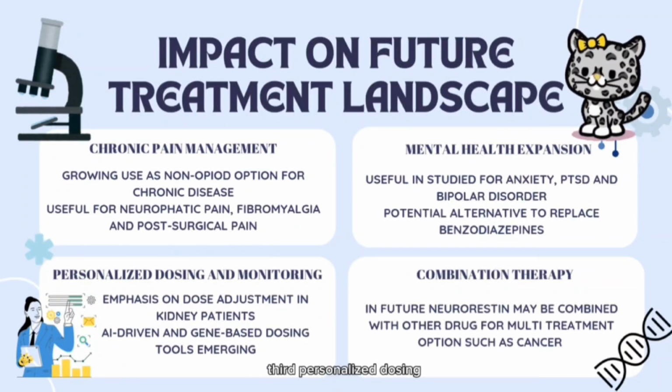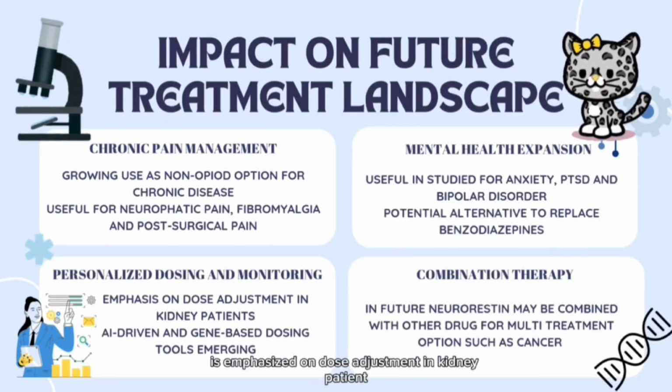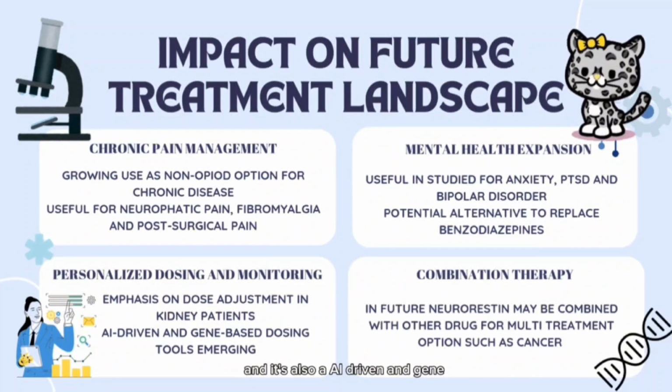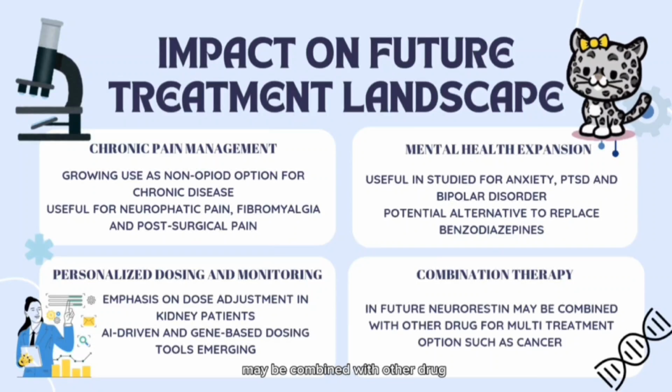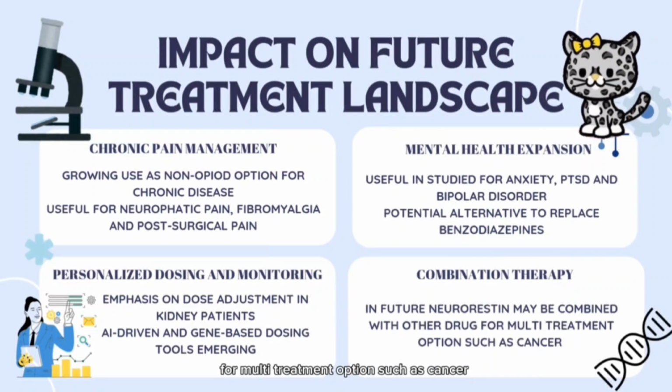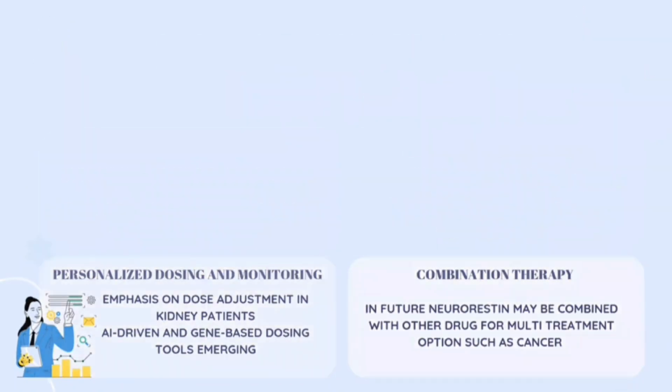Third, personalized dosing and monitoring. It emphasizes dose adjustment in kidney patients, and AI-driven and gene-based dosing tools are also emerging. Lastly, it can be combined therapy. In future, Neurorestin may be combined with other drugs for multi-treatment options such as cancer.